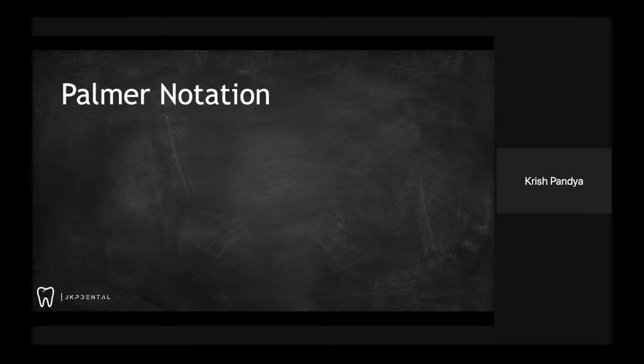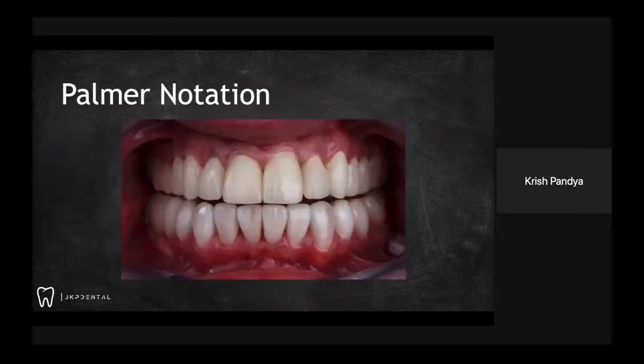So let's look at Palmer notation first. This method of notation was created by Dr. Croydon Palmer in Ohio in the late 1800s and is the system most commonly used in the UK. The first thing to understand is that the mouth is a big place and there's a lot going on.